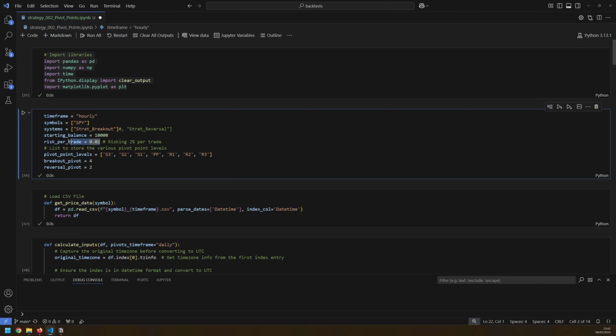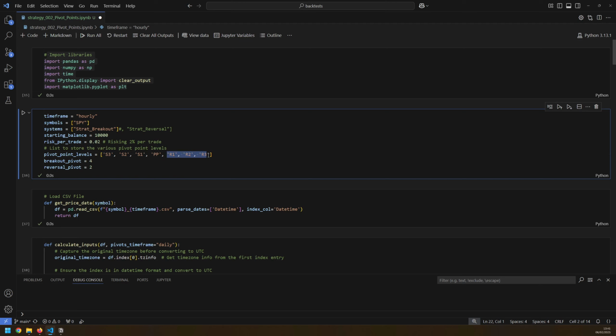I've defined the different pivot levels here. So we go from S3, S2, S1, the 3 support levels, our pivot point in the middle, and then the 3 resistance levels above it. And then I define the pivots for my breakout and my reversal. So breakout at pivot 4 means that in this list, starting from 0, it's 0, 1, 2, 3, 4. So breakouts are taken at R1, like I mentioned in the strategy. Reversals are going to be taken at S1, which is 0, 1, 2. So that's what these two variables here mean.